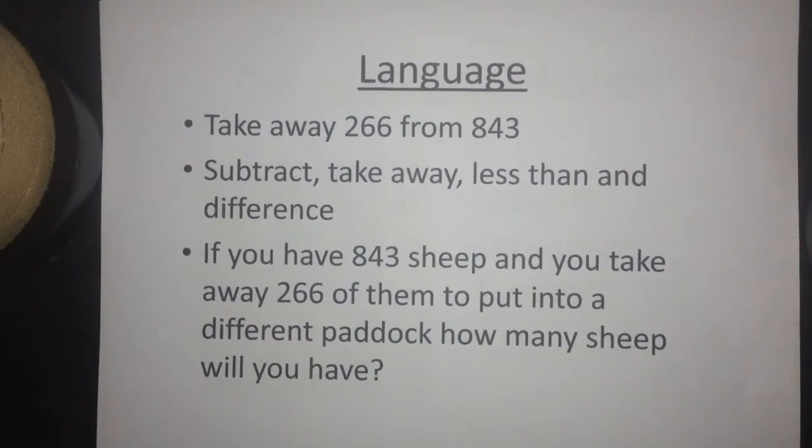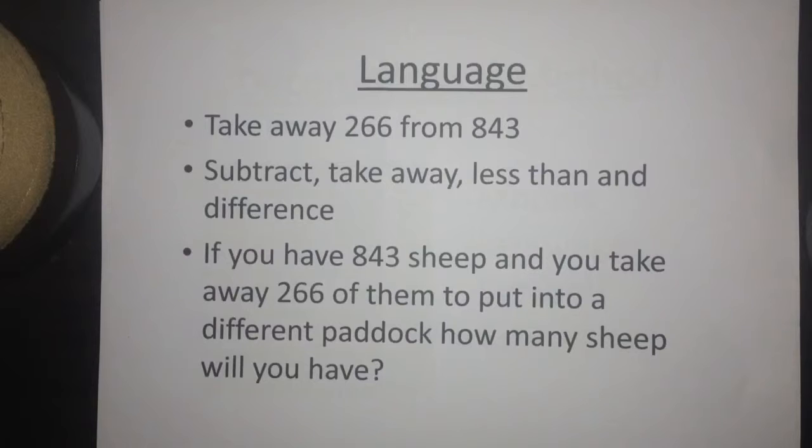First is the language. The language students will need to know to be able to be competent using the decomposition algorithm are things like take away 266 from 843, subtract, take away, less than, and difference. These are all words that they'll need to be familiar with.